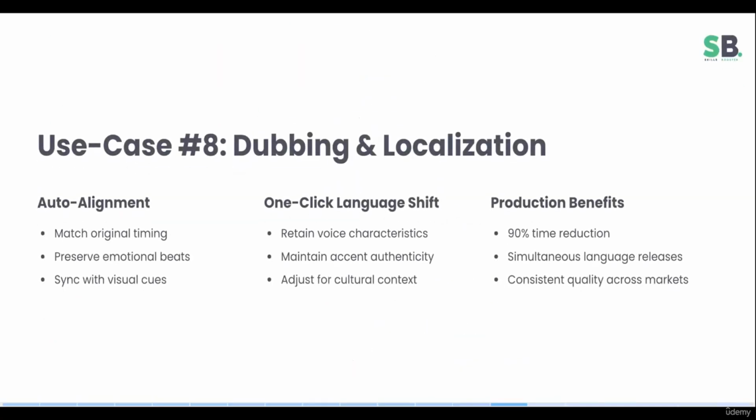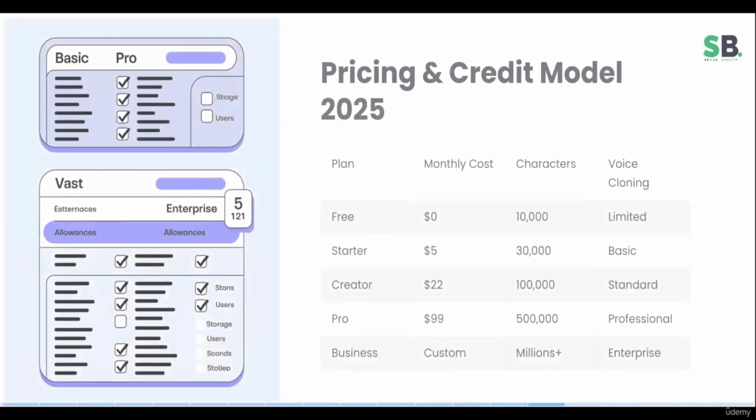Use case number 8 is dubbing and localizations. With auto-alignment, you match original timing, preserve emotional beats, and sync with visual cues. One-click language shift gives you the possibility to retain voice characteristics, maintain accent authenticity, and adjust for cultural context. Production benefits: 90% time reduction, simultaneous language releases, and consistent quality across markets.